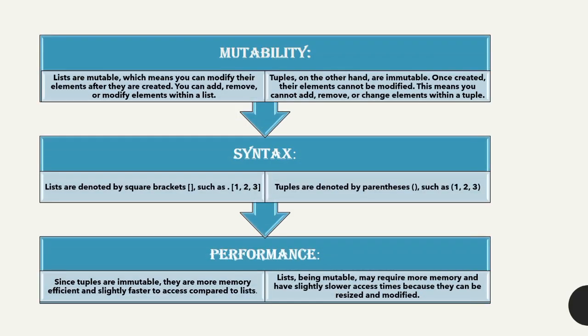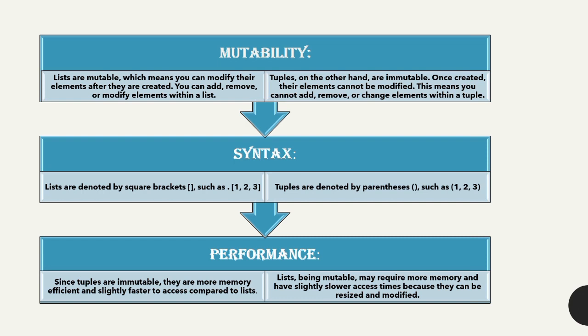Let's look at some differences between lists and tuples. Lists are mutable, but tuples are not mutable. However, you can create new tuples by performing operations like indexing, slicing, or concatenation. But once created, their elements cannot be modified. This means you cannot add, remove, or change anything in a tuple.